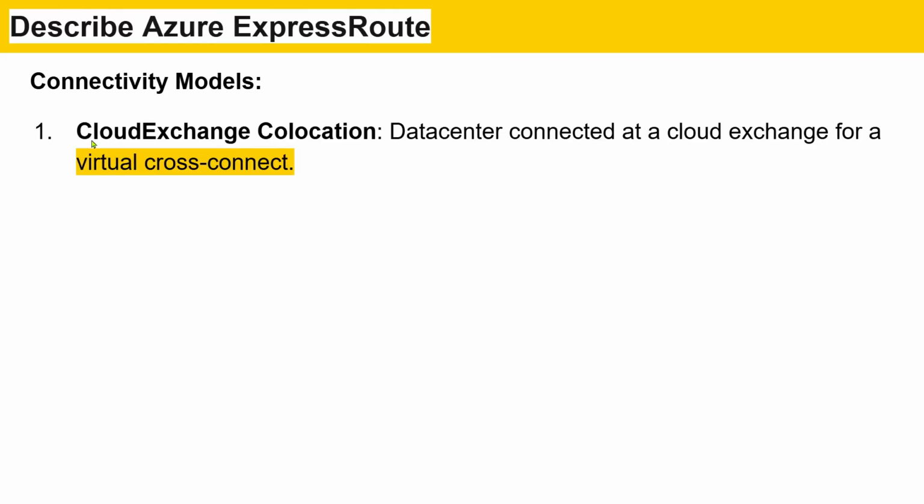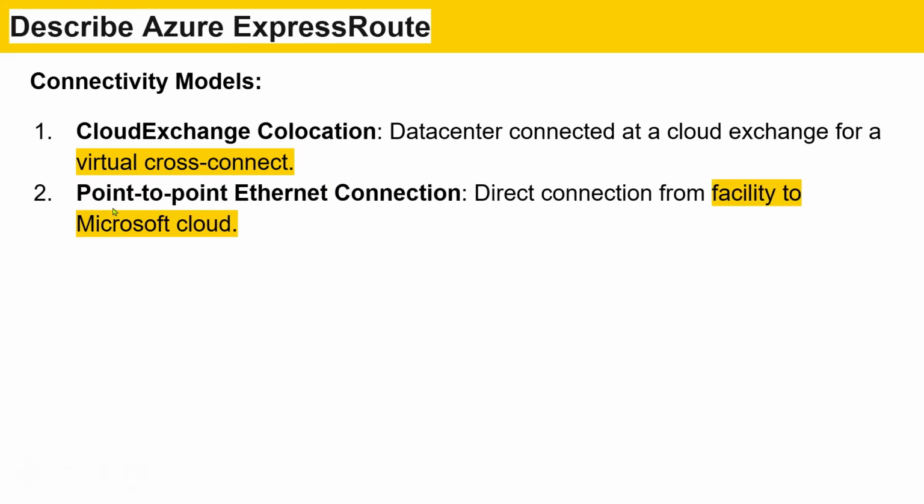Connectivity models. Now it has multiple connectivity models. One is the Cloud Exchange co-location. What does it mean? A data center connected at a cloud exchange for a virtual cross connect. So virtually you are cross connecting the data center and the Azure cloud.